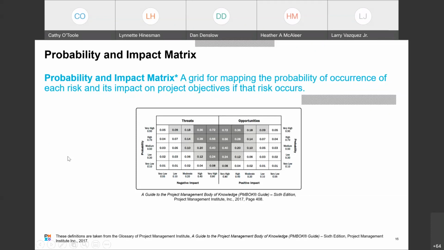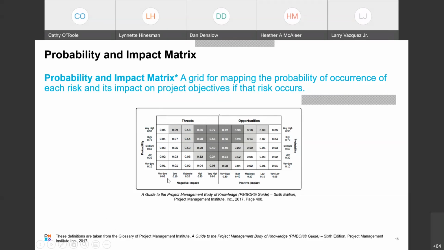Probability and impact matrix. This is a grid for mapping the probability of occurrence of each risk and its impact on project objectives if that risk occurs. So let's just start right here in the center. In the center here, you have what I call the very balance of risks. Below this line, it could be a threat, a negative impact, and to the right of the line, it could be an opportunity, a positive impact.